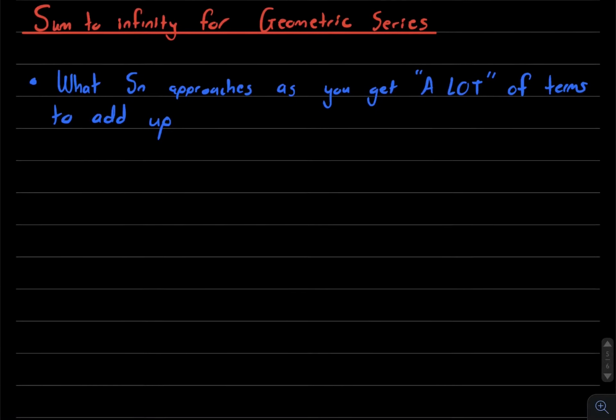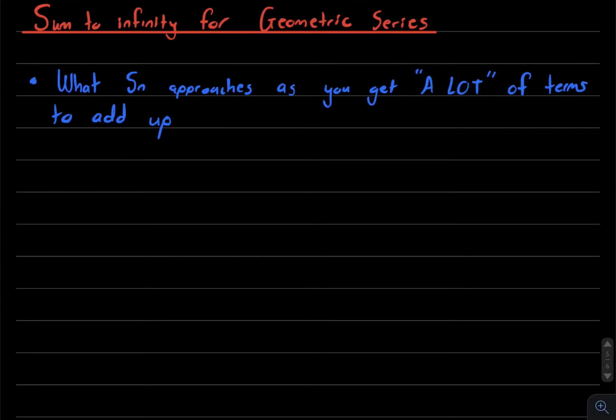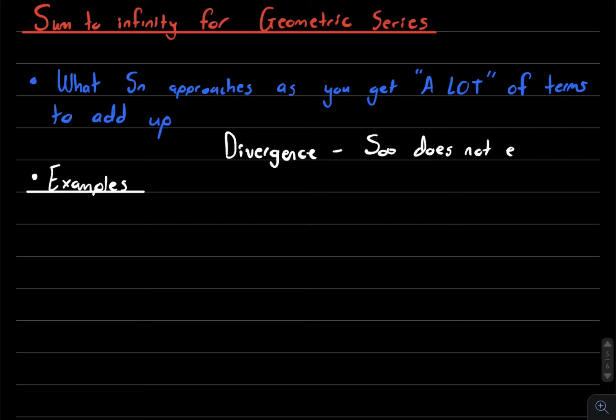All right, so sum to infinity for geometric. Okay, so let's look at some examples. We talked about divergence, right? Divergence is when the sum to infinity does not exist, right? And we concluded that arithmetic and quadratic series are divergent, so their sum to infinity does not exist.